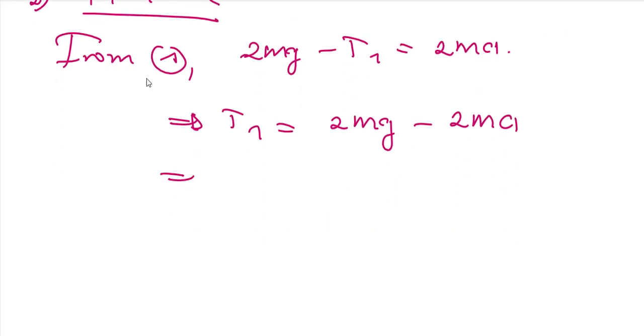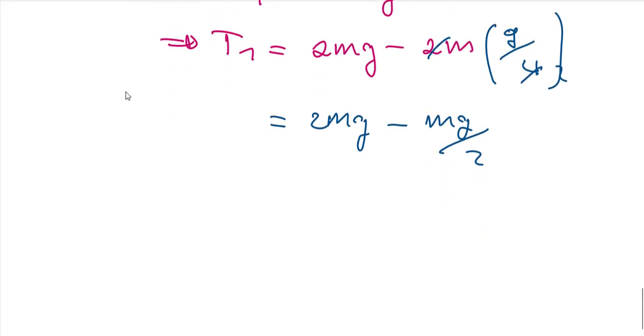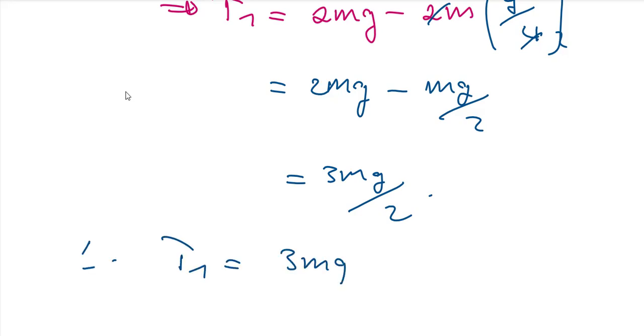But we already know the value of a. So T1 will be equal to 2mg minus 2m times g on 4. So this cancels with this, and this will give 2mg minus mg on 2. And so this will give 3mg on 2. So therefore T1 is equal to 3mg on 2.